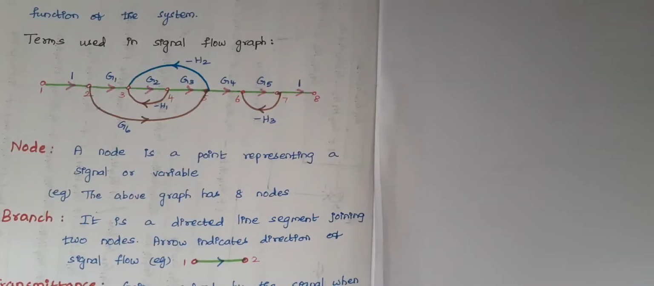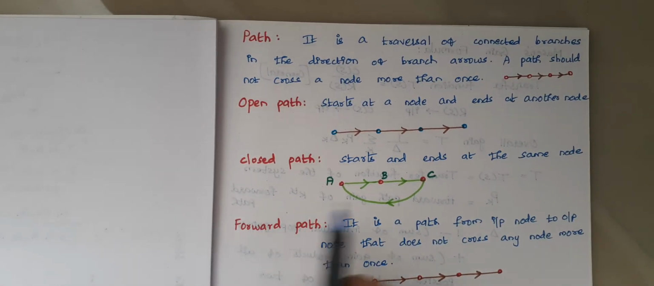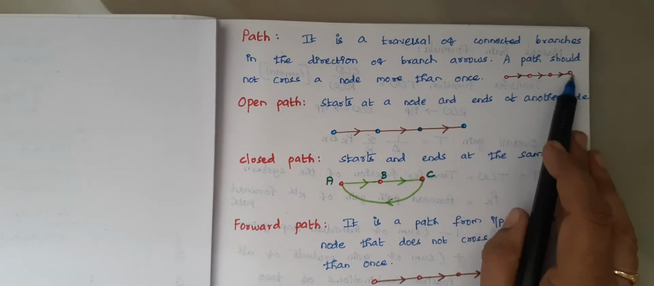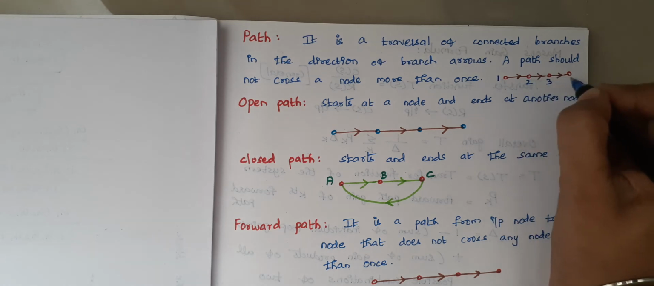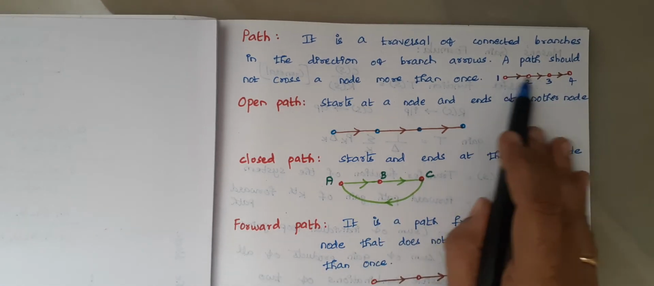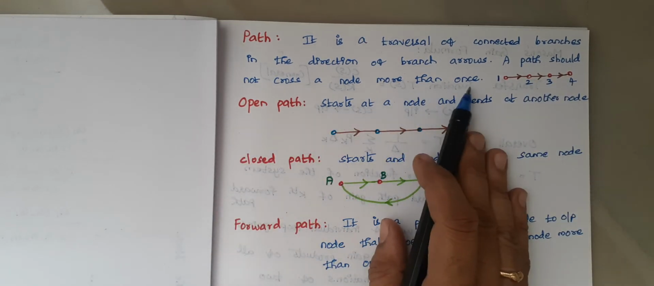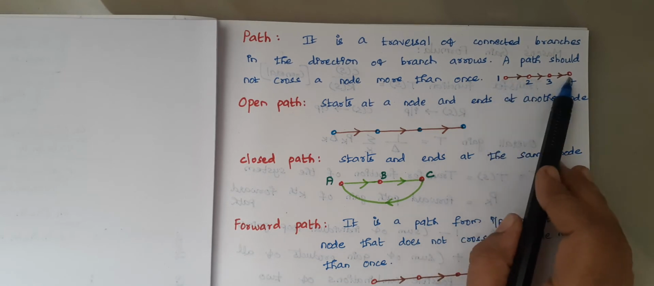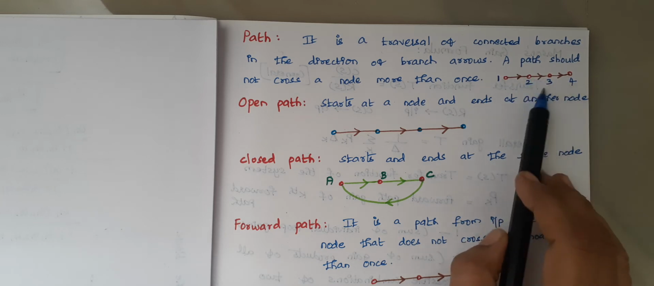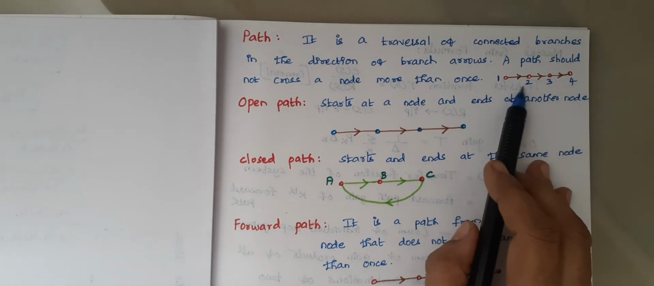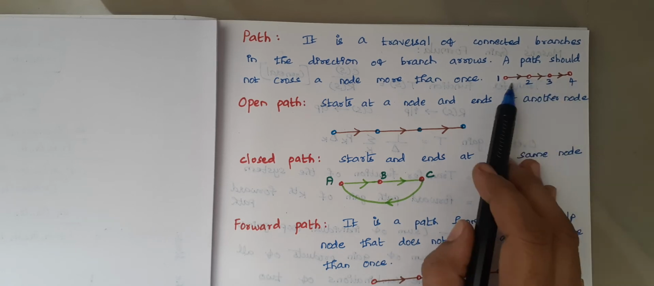Then the next topic is path. A path is, for example, a signal that starts from node 1, travels through node 2, node 3 and finally reaches node 4. That is a path through which your signal travels. A path should not cross a node more than once. Through this path a node should be crossed only once. The path will also have arrowheads to indicate the direction in which the signal flows from one node to another.